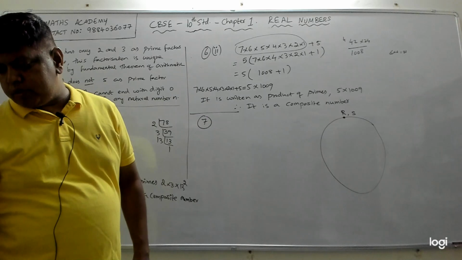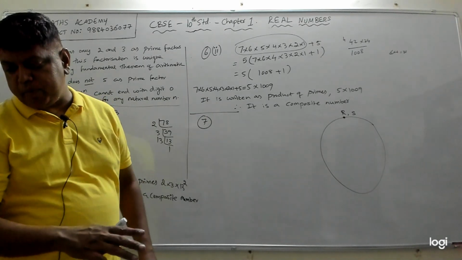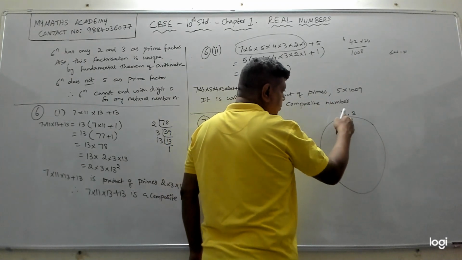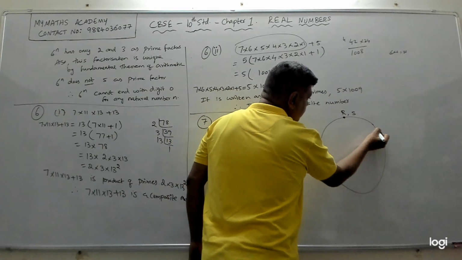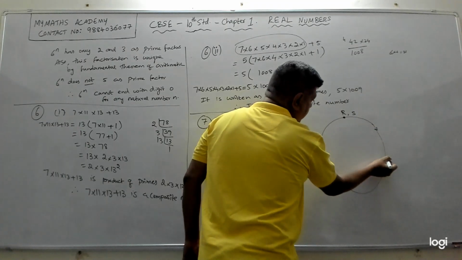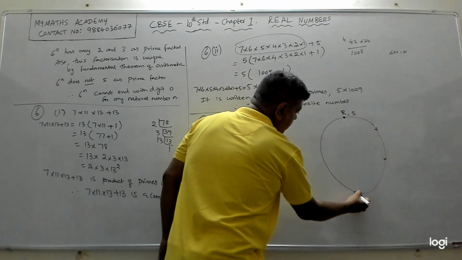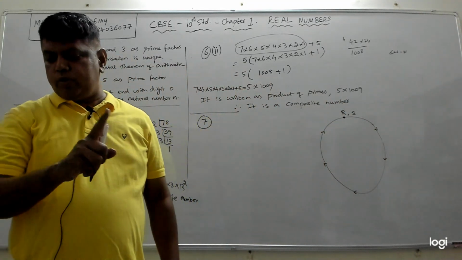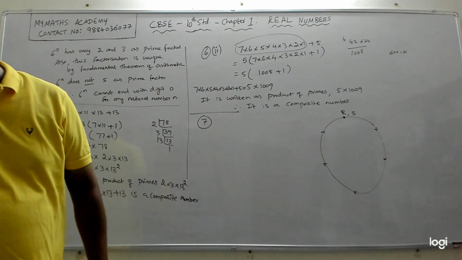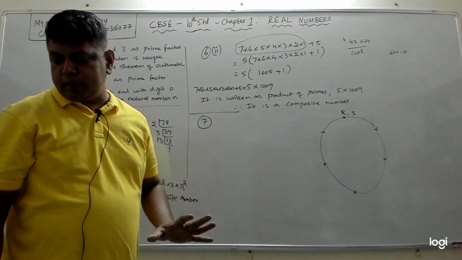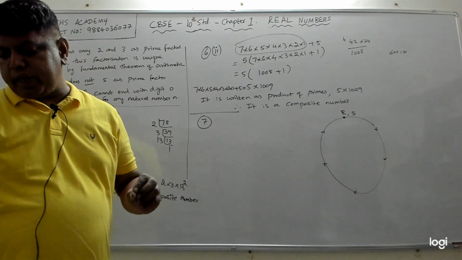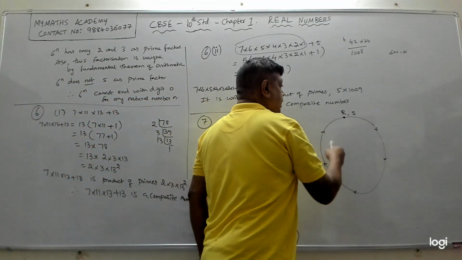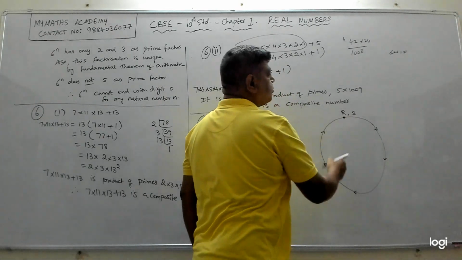Both start at the same point and at the same time, and they go in the same direction. Which means both are going like this around the circular path. After how many minutes will they meet again at the starting point? After how many minutes will they again meet at the same point here?